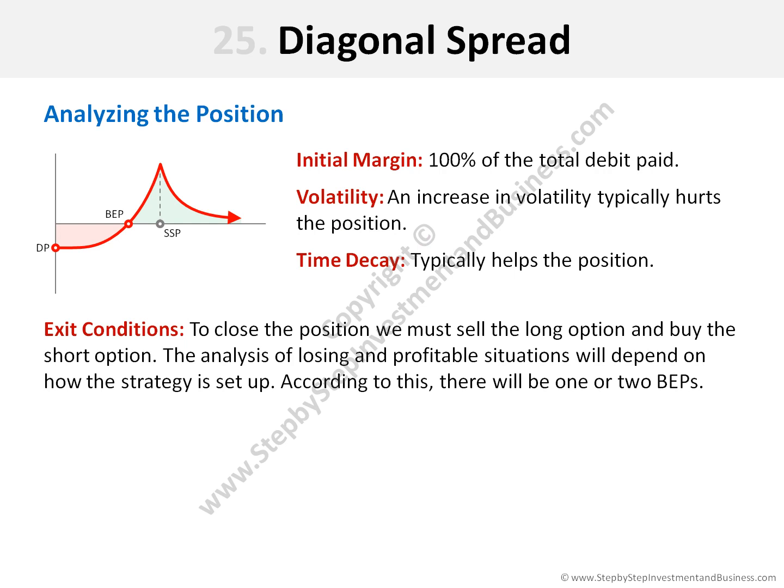Continuing with the analysis, the initial margin required to open the position is equal to 100% of the total debit paid. An increase in volatility typically hurts the position. Time decay typically helps the position. With respect to exit conditions, to close the position, we must sell the long option and buy the short option. The analysis of losing and profitable situations will depend on how the strategy is set up. According to this, there will be one or two break-even points.